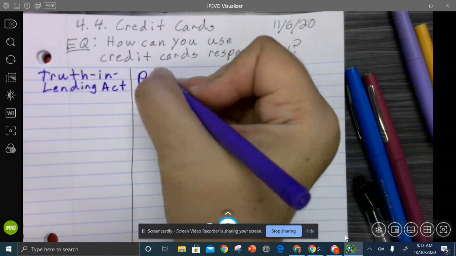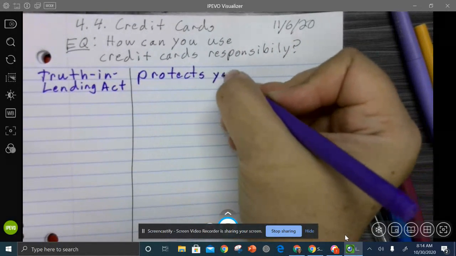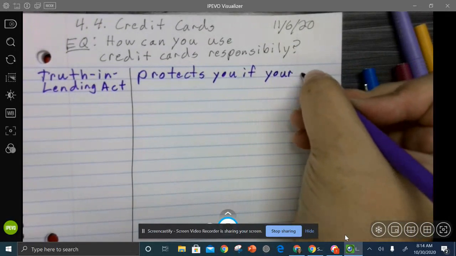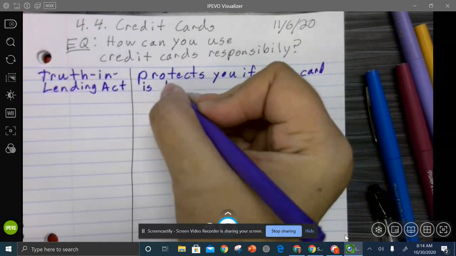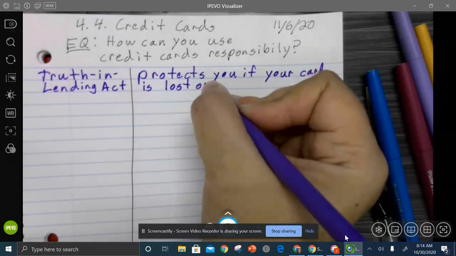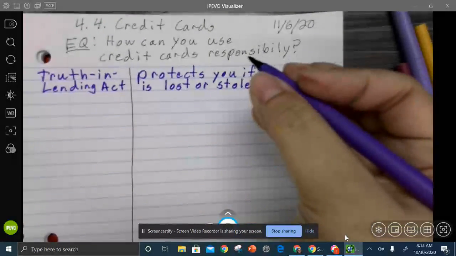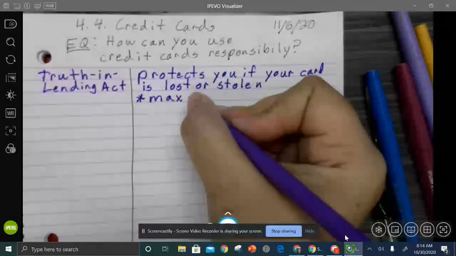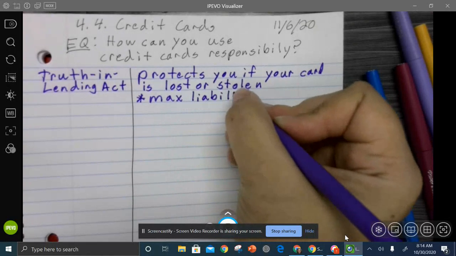Okay, which protects you if your card is lost or stolen. Your maximum liability, the maximum amount that you're responsible for, everybody, is $50 per card.